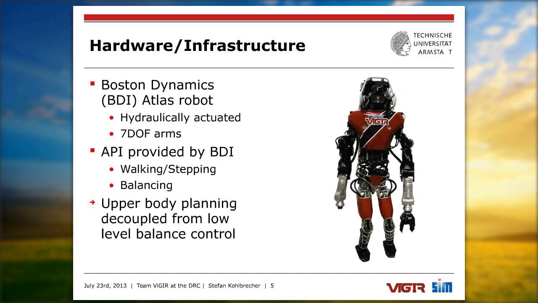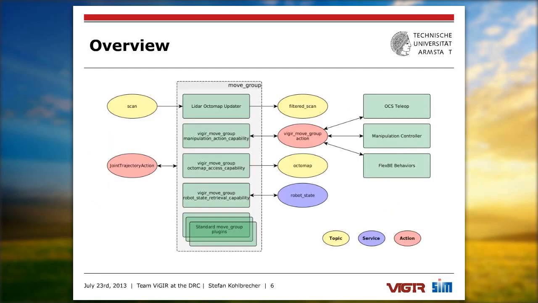The robot we used is the Boston Dynamics Atlas robot. It's hydraulically actuated, very heavy, and has 7 degrees of freedom arms. The good thing was that Boston Dynamics provided an API that allowed walking and stepping control and balancing. So to some extent, we could decouple the upper body planning problem from the low-level balance control, and we leveraged that quite a bit.